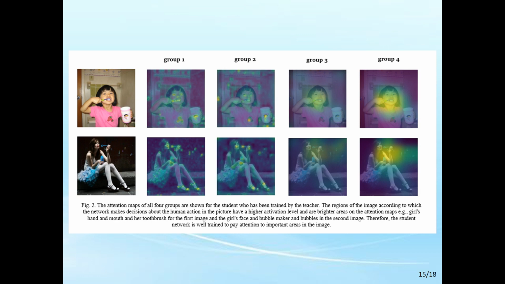In this picture, the attention maps of all 4 groups are shown for the student who has been trained by the teacher. The regions of the image according to which the network makes decisions about human action in the picture have a higher activation level and are brighter areas on the attention maps, e.g. the girl's hand and mouth and her toothbrush for the first image and the girl's face and bubble maker and bubbles in the second image. Therefore, the student network is well trained to pay attention to important areas in the image.